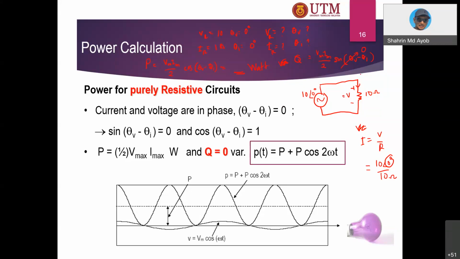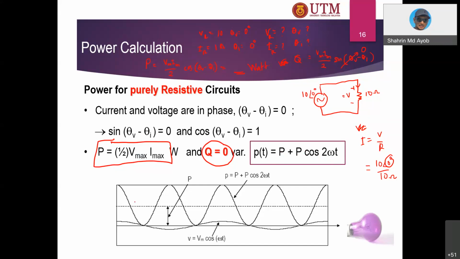0, right? So that's why for a load, for an AC system connected to a purely resistive load, you will not have Q. Your Q is 0. Okay? So you have only active power, which is this value, because cos(θV − θI) is cos 0, which is 1. So that's why you have Vm Im over 2, while Q is 0. So your instantaneous power equation becomes P plus P cos 2ωt.